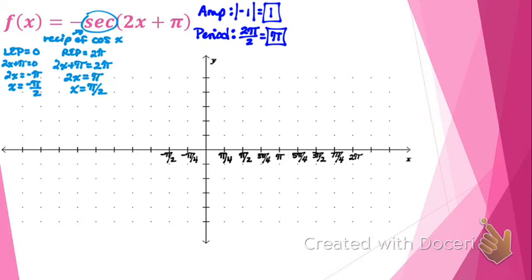In relationship to the midline, am I going to be above, on, or below for my left and my right? Below. Why? Because there's a negative out in front. We are reflected. So we're going to start out below the midline instead of above. Normally cosine is up here. For this one, we're down here. And I'm going to fall.